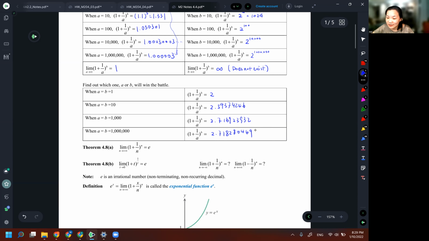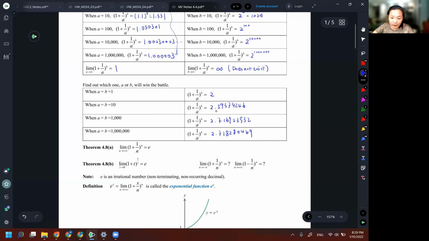How do you get it? You get it by increasing A and B at the same time, at the same rate. That's what you learn. That's how you get E naturally. How do you get E? You don't write A and B anymore, you write N: A equal N, B equal N at the same time, and you send N to infinity. This is equal to E.